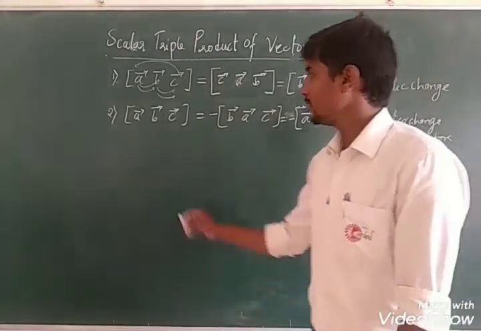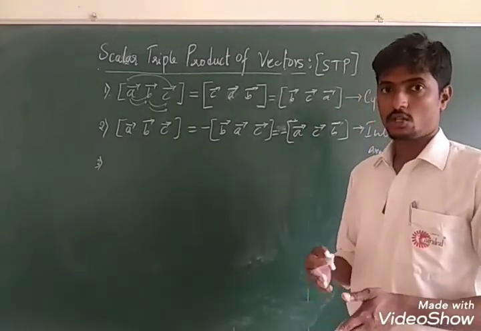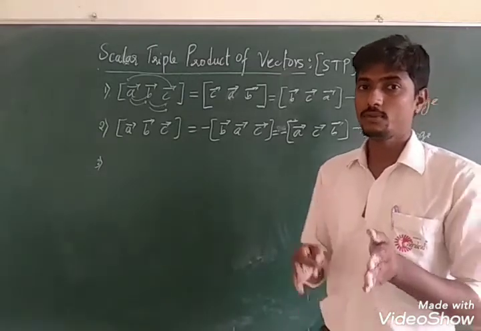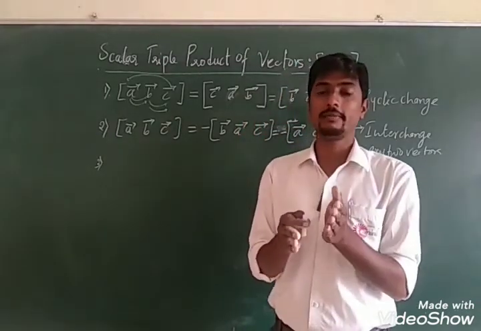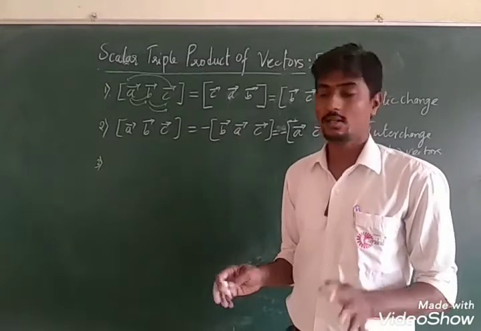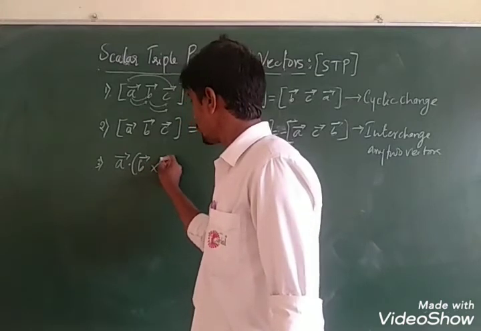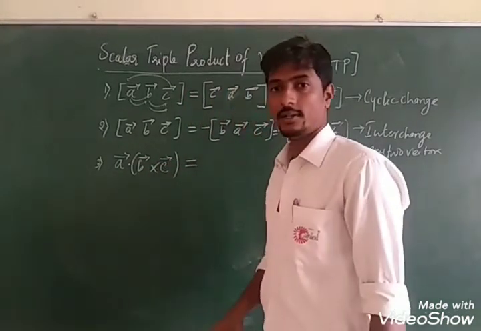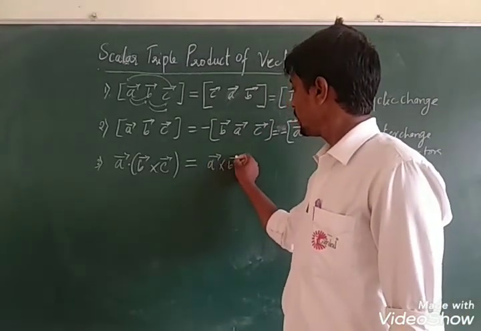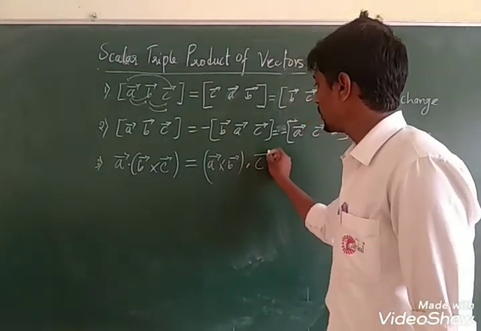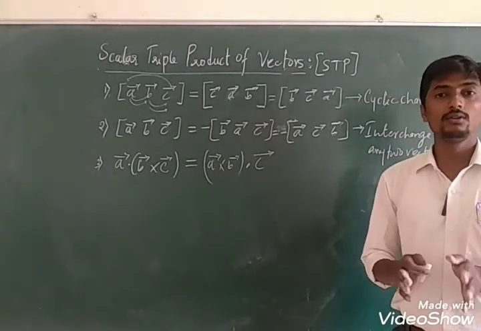Now property number 3: we can interchange the dot and the cross product. If you replace the dot product by the cross product and the cross product by the dot product, the value of the STP remains the same. Here, vector A dot B cross C is the definition. If I change the dot as well as the cross, we get A cross B dot C. Here I am only changing the cross and dot; I am not interchanging A and B.